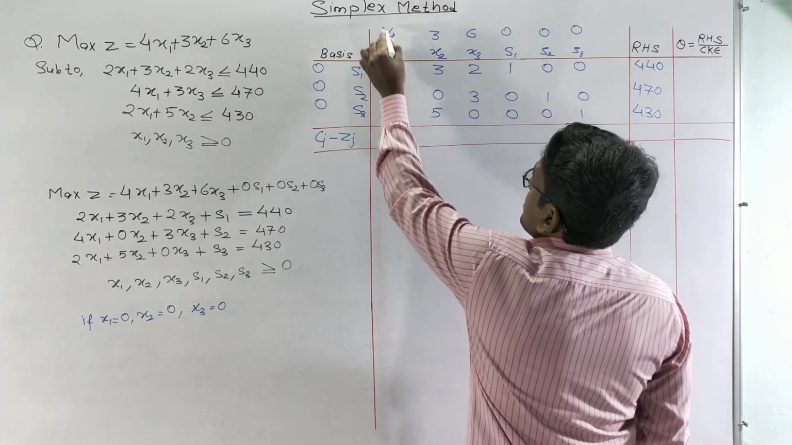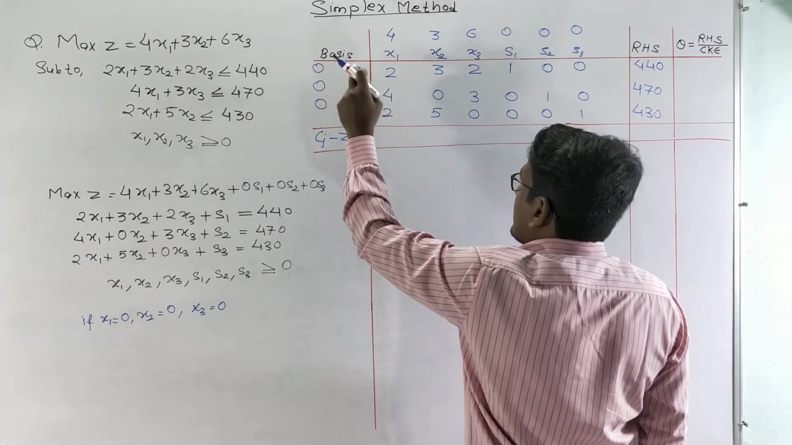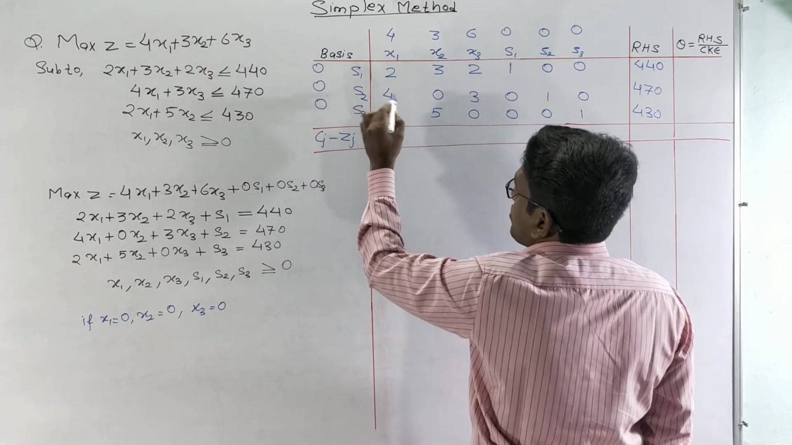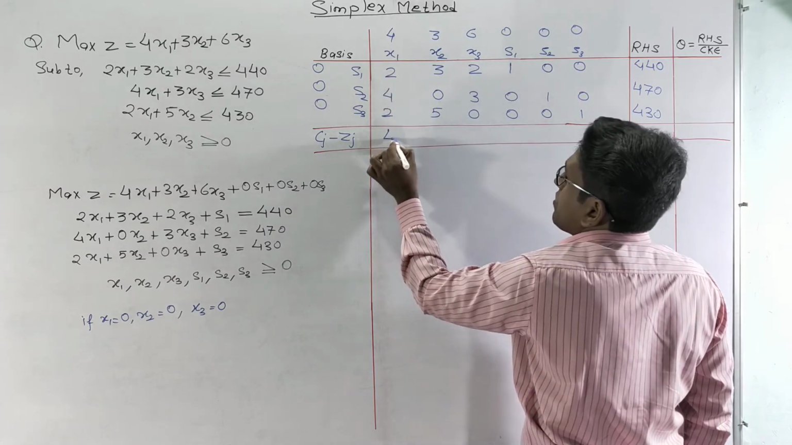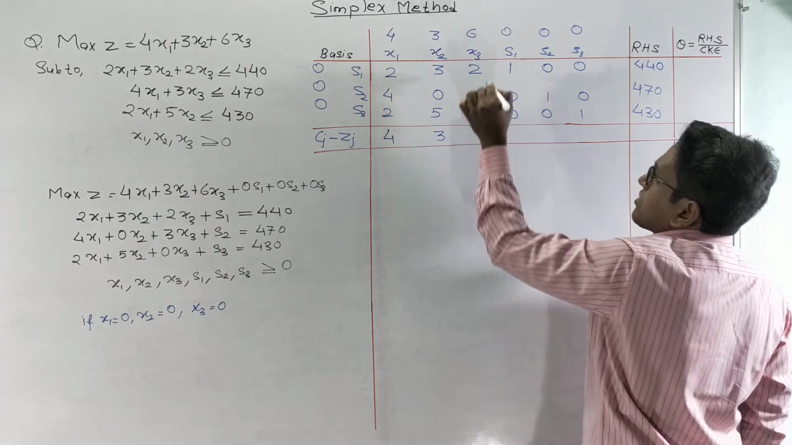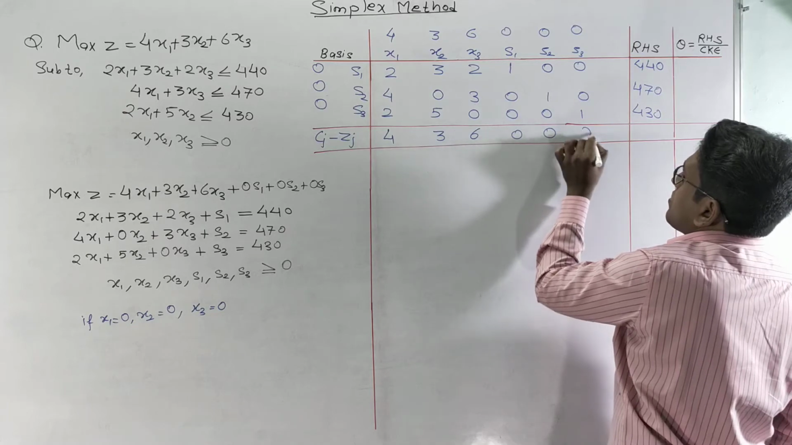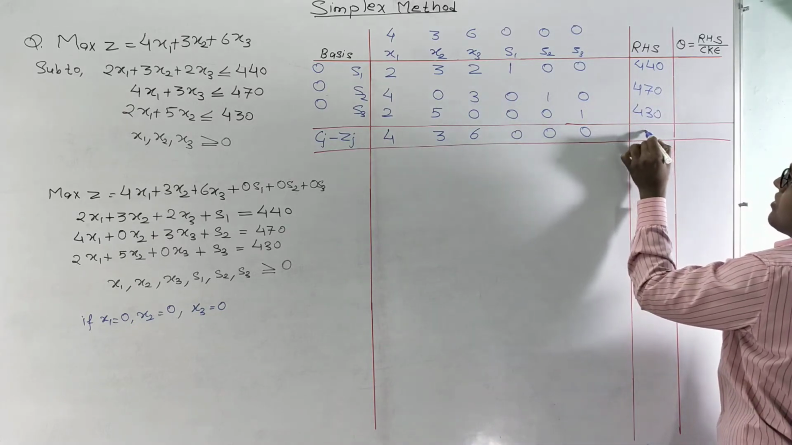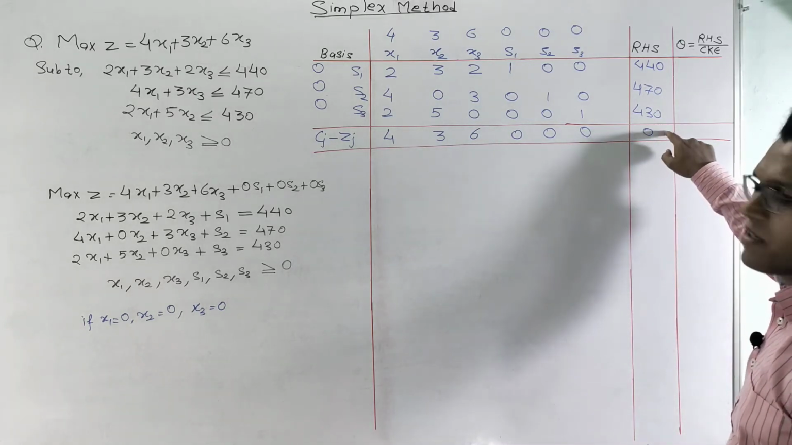So this will be Cj is 4, Zj is the summation of x into aij, that means 0 into 2 is 0, plus 0 into 4 is 0, plus 0 into 2 is 0. So this will be 0, 4 minus 0 is 4. Similarly 3 minus 0 is 3. Similarly 6 minus 0 is 6. This will be 0 minus 0, 0 minus 0, 0 minus 0, and ultimately the value of z also becomes 0. This value is showing the value of z.